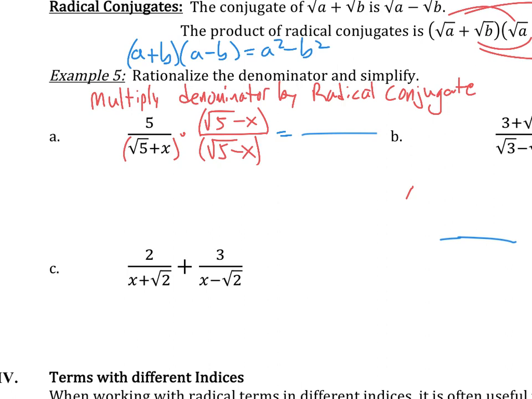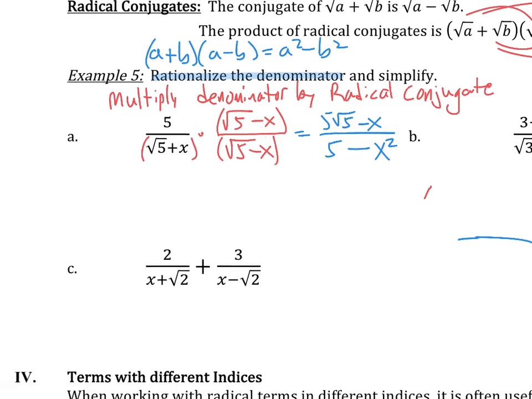Well, we're going to get the first thing squared, the square root of 5 squared. What is the square root of 5 squared? Well, that's just 5. And then we're going to take the second term and square it, x squared. Up top here, all we can really do is just distribute that 5 out. 5 times the square root of 5 minus x. And we're done. Our only goal is to rationalize the denominator. That's all we care about right now.